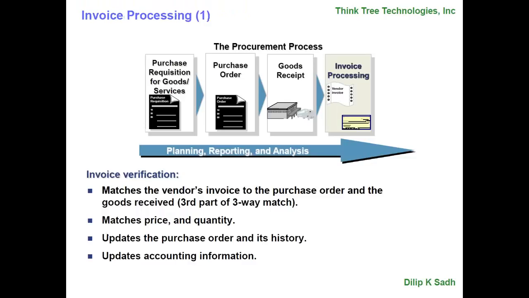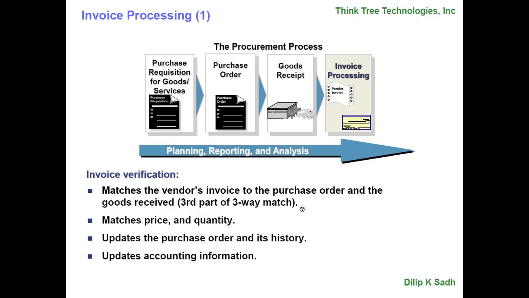The last step in the process is invoice verification. This is the whole process: purchase requisition, then purchase order, then we get the goods receipt. After goods receipt, we do invoice processing. In invoice verification, the vendor's invoice is verified against my PO and against my goods receipt.